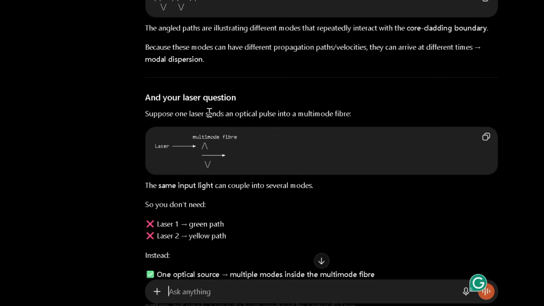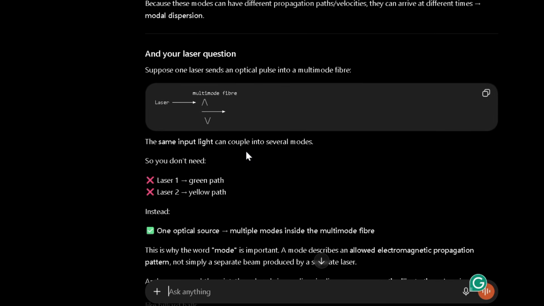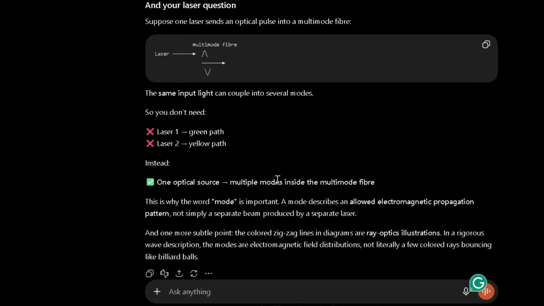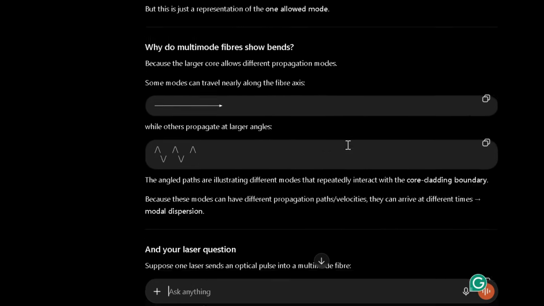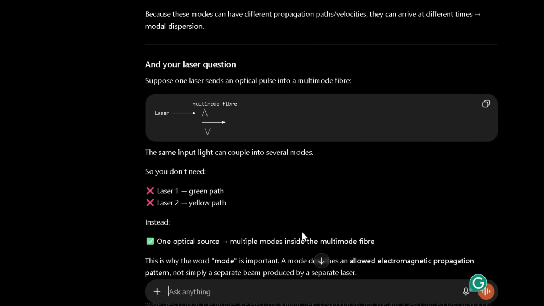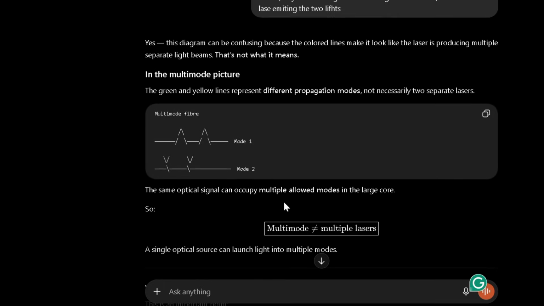And your laser question: suppose one laser sends an optical pulse into a multimode fiber. The same input light can couple into several modes, so you don't need laser 1 and laser 2. One optical source, multiple modes inside the multimode fiber. For a single mode fiber, this doesn't happen because the core area is smaller.